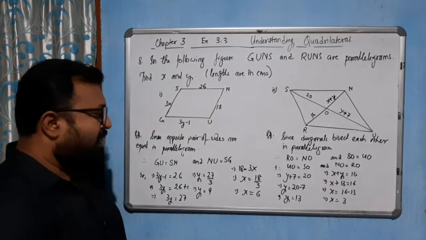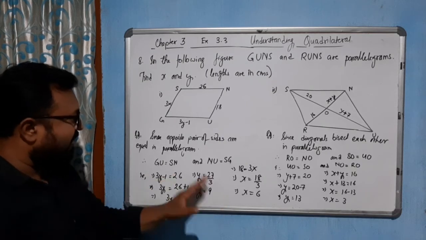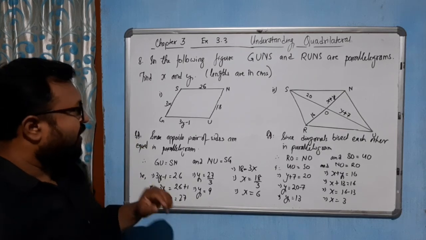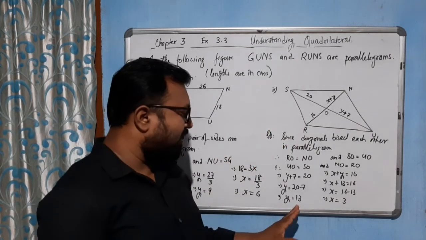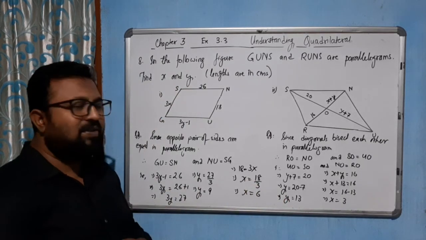3. So in this way, we have found the values of x and y: in the first part x is 6 and y is 9, and in the second figure we got x equal to 3 and y equal to 13. So I hope it is very much clear to you. Thank you.